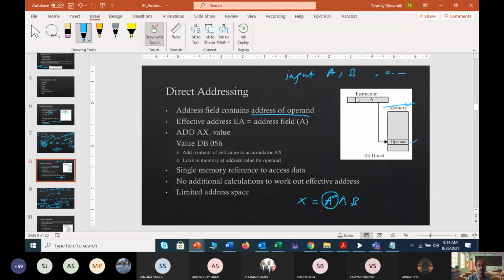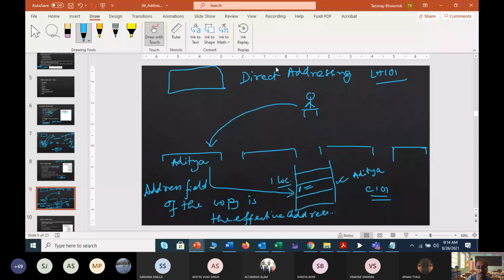Next class onwards, we will start the next addressing modes, like indirect addressing and register addressing. All of the other things are also there. Those things I will start on the next day.